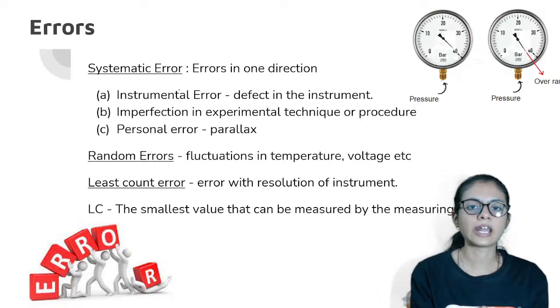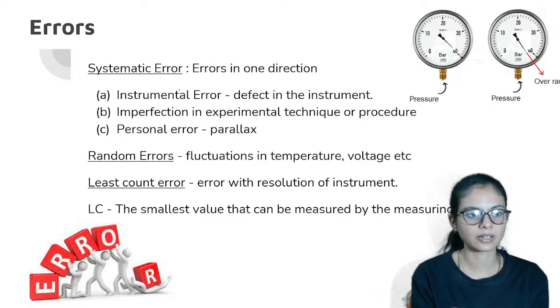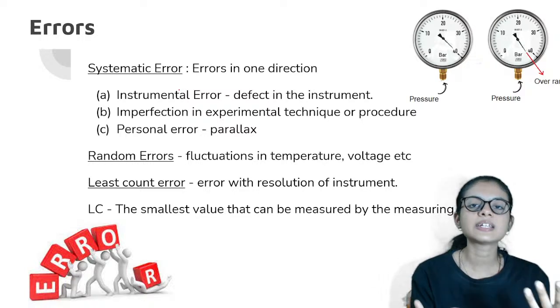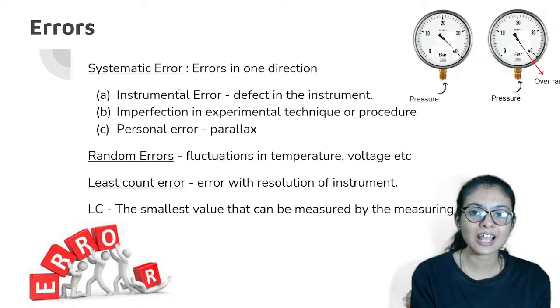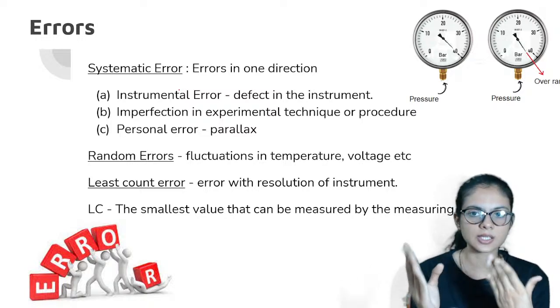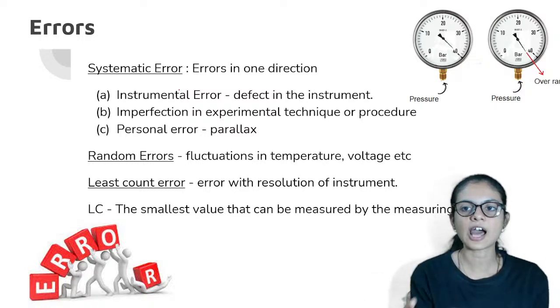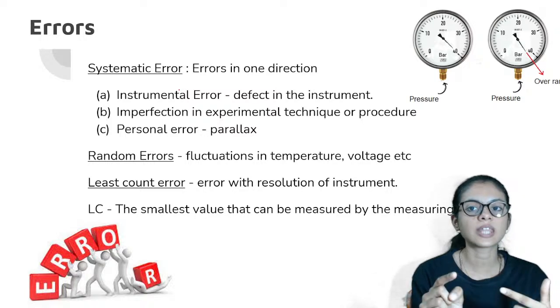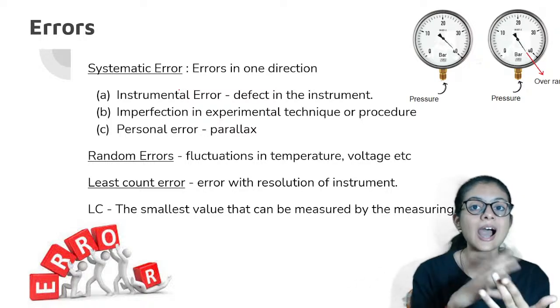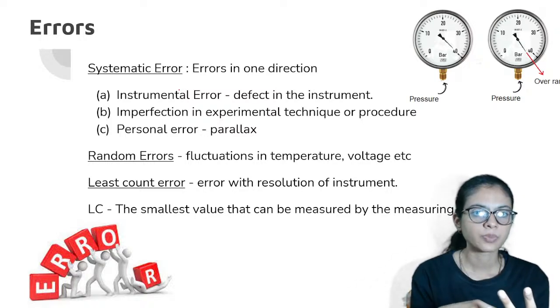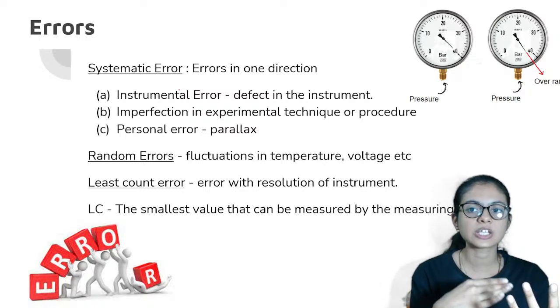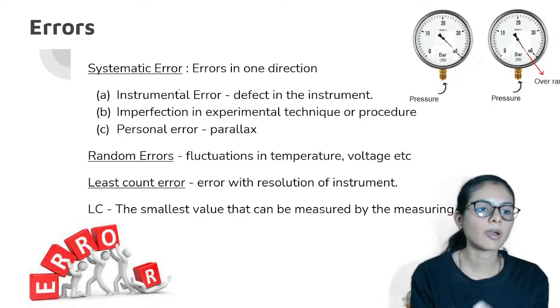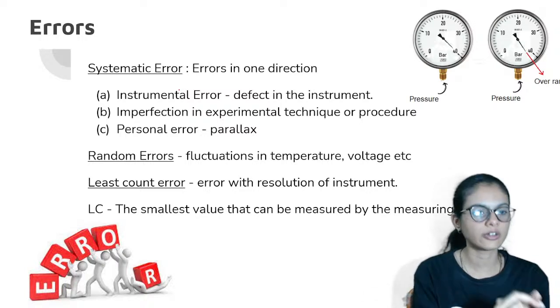So instrumental error is nothing but a defect in the instrument, if the instrument itself is not working properly. For example, you can see on your screen a device which measures pressure. In one, the higher limit is 40, but in the second, the pointer is going beyond 40.